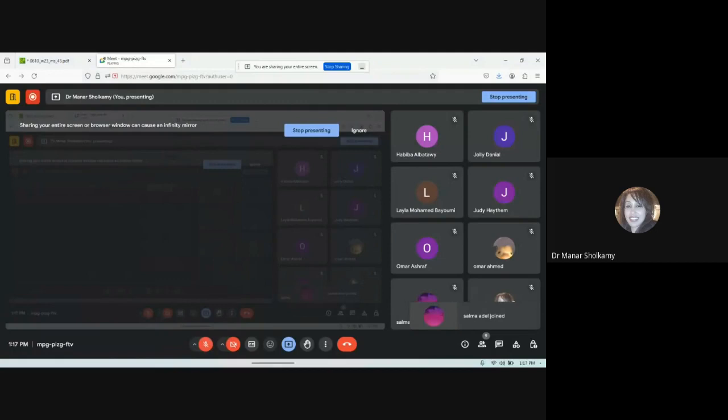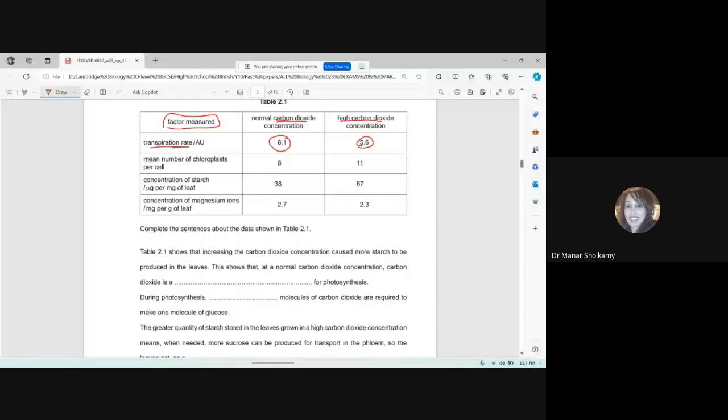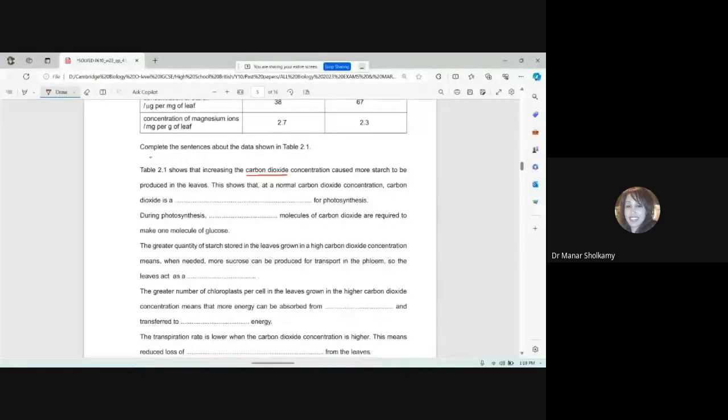Okay, I'm back. The number of chloroplasts in normal CO2 increases in high CO2. So obviously high CO2 sometimes increases transpiration rate. Now let's complete the sentences.